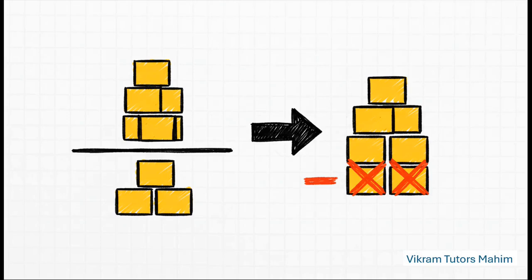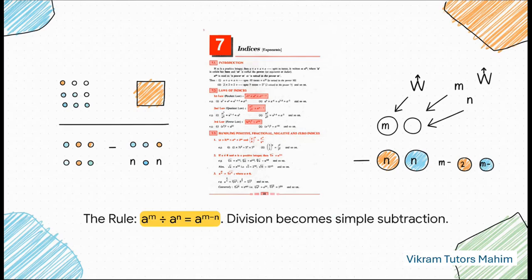Next up, a tool for division. It's called the quotient law. Super easy, just like the last one. Yep, it's the total opposite of the product law. Here, division just becomes subtraction.